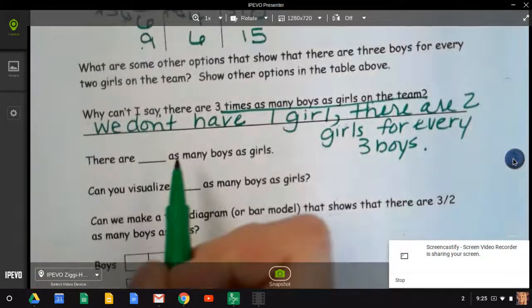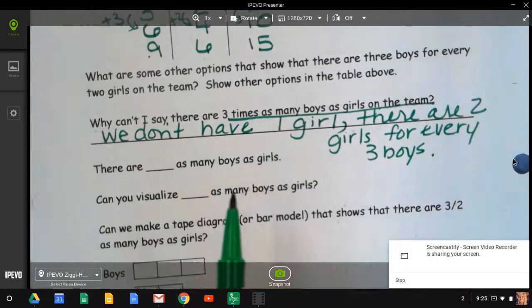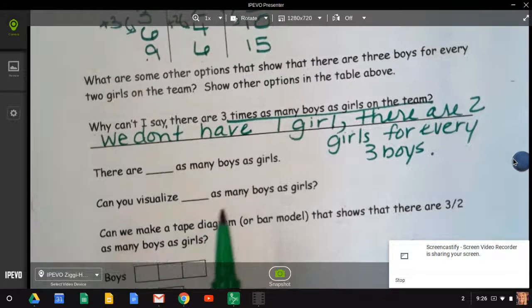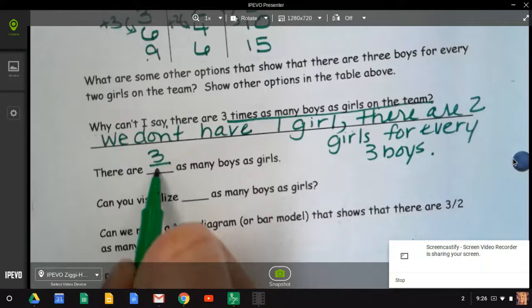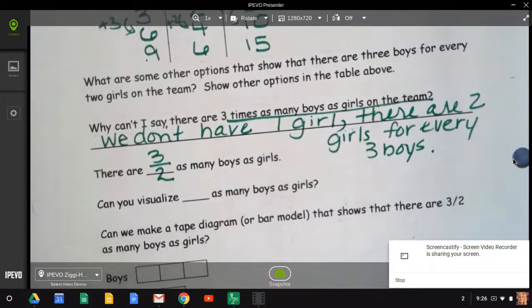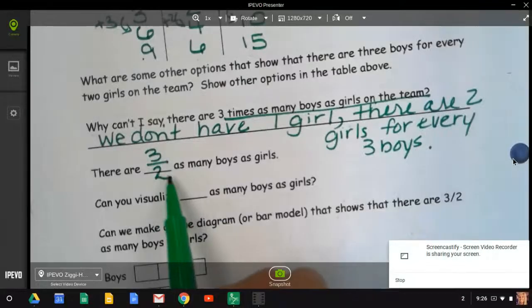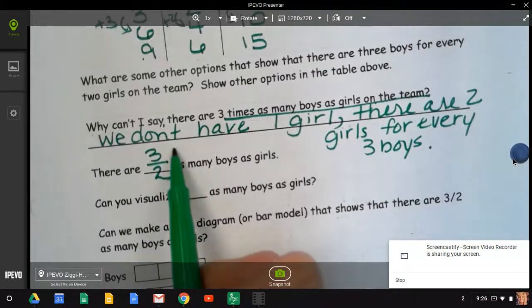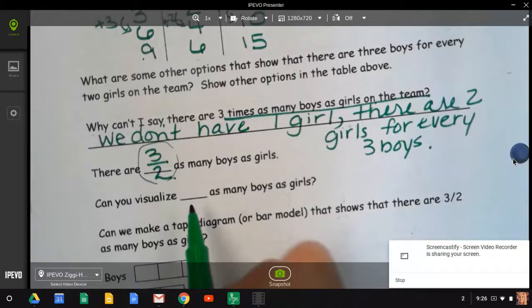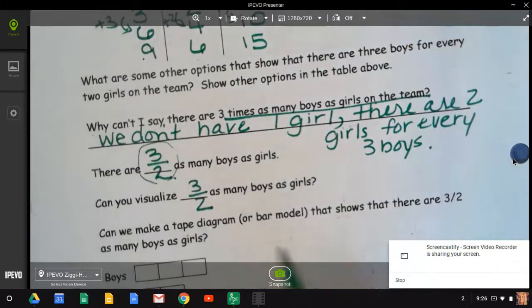So instead of 3, we can't say there are 3 times as many boys, but we can say there are 3 to 2 as many boys as girls, which means there are 3 boys to 2 girls. You can't really say 3 times as many. So now you have to write it as a ratio like this. Can you visualize this? Hardly.